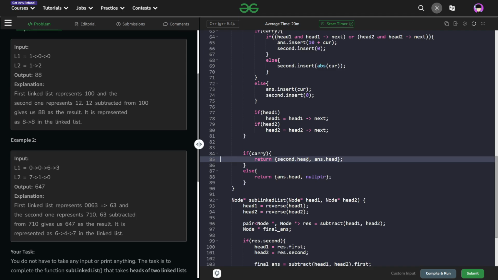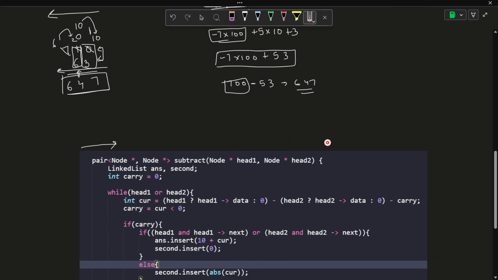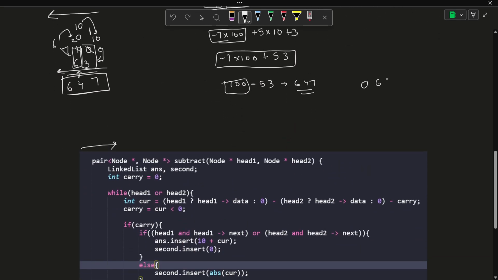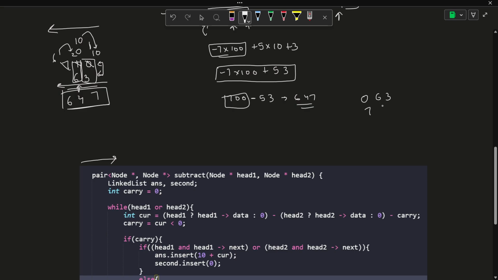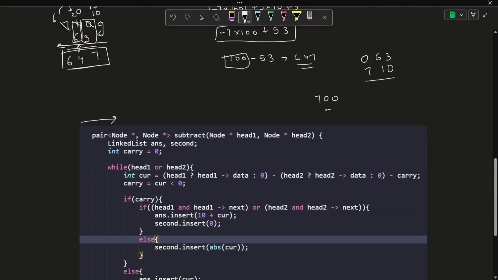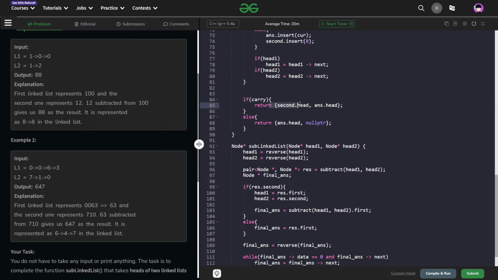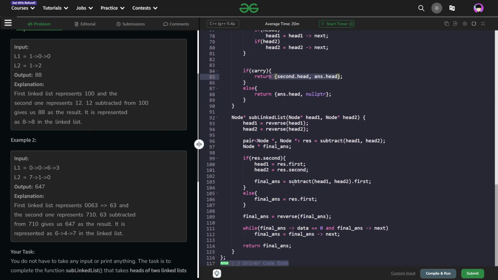So second and answer, let me just discuss what these values are. After all of this has been done, in this particular case, when we have 0 6 3 and then 7 1 0, my second value will be equal to 700 and my answer value is going to be 53. Now I need to do 700 minus 53 to get my final answer. So that is exactly what I do here. I am going to return these two values, and if I receive them, I am going to perform the same subtraction operation again.